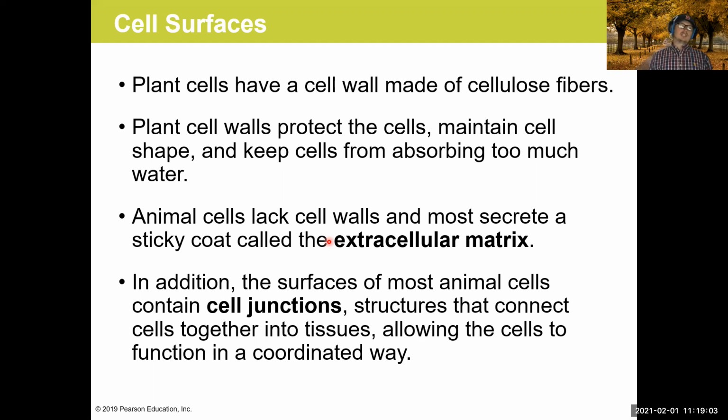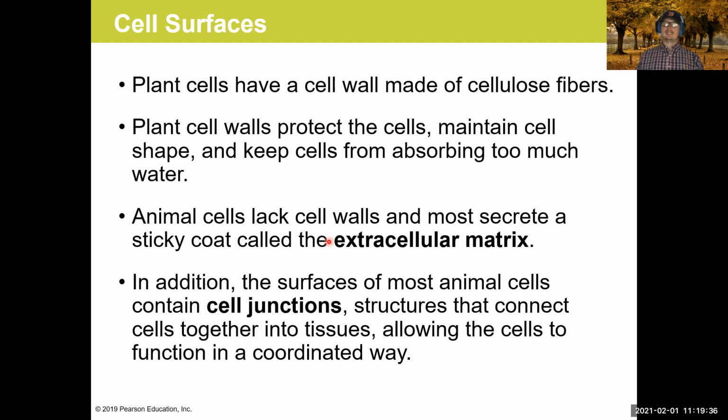And because animal cells lack cell walls, they could undergo what's called lysis, where if they get too much water, then that cell could burst. And they also secrete a sticky coat called an extracellular matrix, and this will kind of surround the cell of an animal cell.